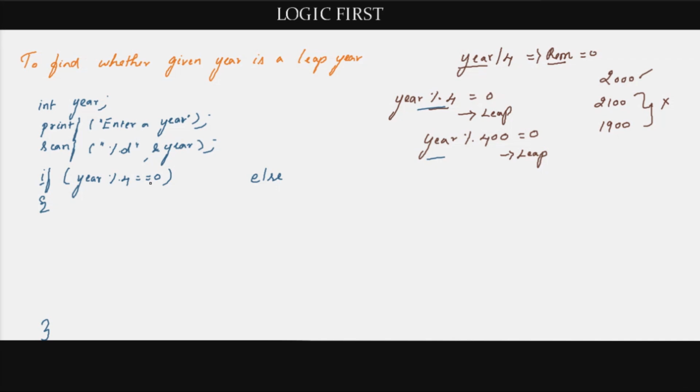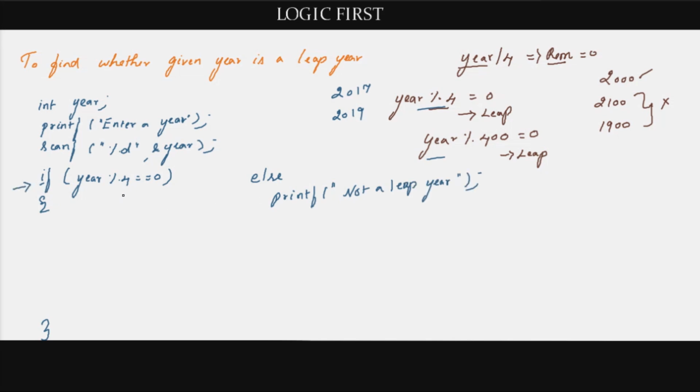Else, it means that the year is not a multiple of 4 at all. You are just dealing with some number like 2017 or 2019. It is not even a multiple of 4. So it is not a leap year at all. Let's first print that: Not a leap year. Alright, now coming back to this part.